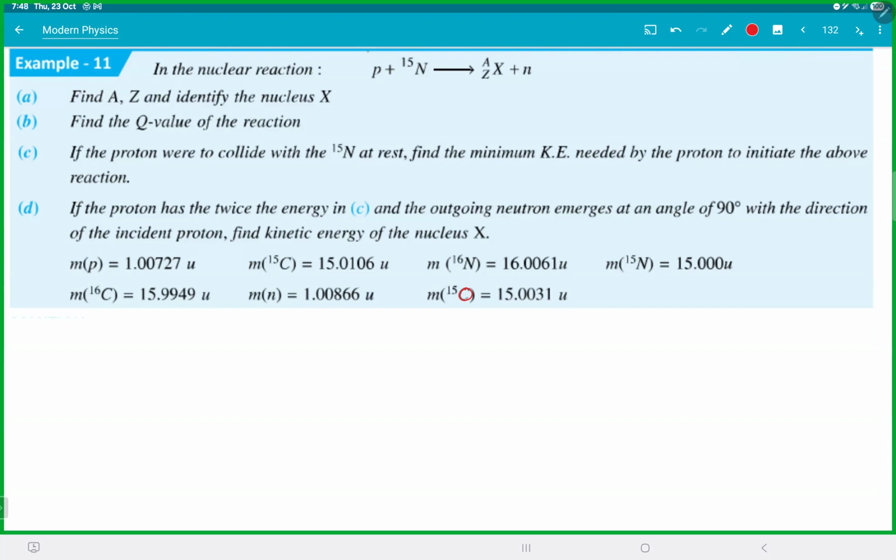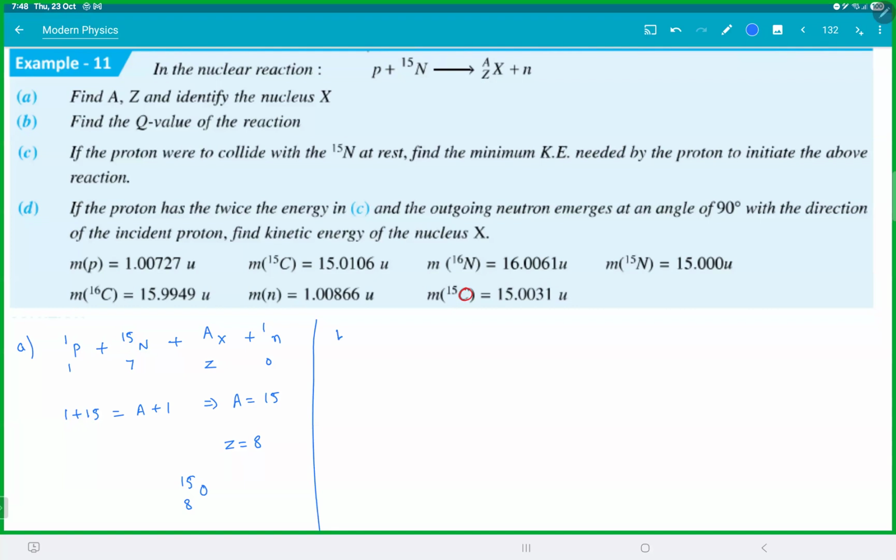First was easy. 1 P 1 plus 15 N 7 gives A X Z, which is 1 neutron, 1 and 0. 1 plus 15 is A plus 1, so A is 15, and you can clearly see Z is 8. This is 15 O 8, an isotope of oxygen.